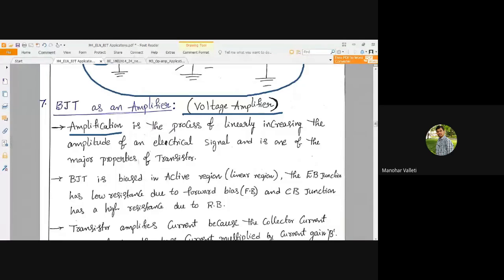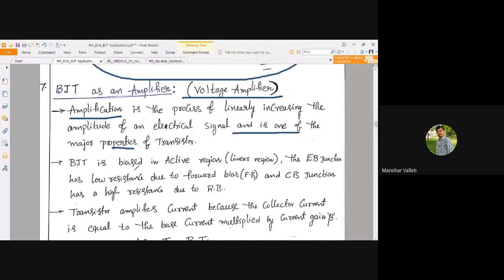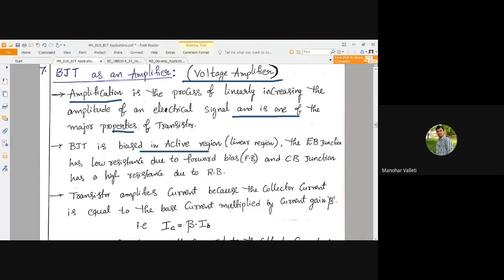Amplification is the process of linearly increasing the amplitude of an electrical signal, and it is one of the major properties of the transistor. Because of this major property only, the BJT is very popular. And the BJT is biased in the active region. This active region is also called the linear region.